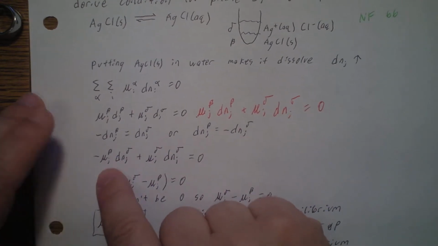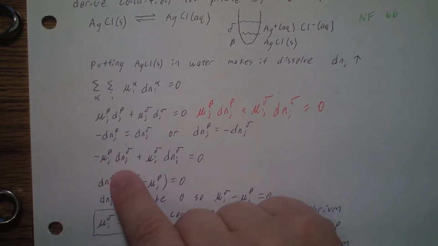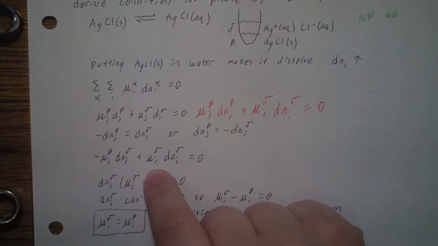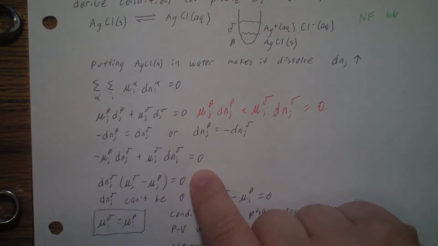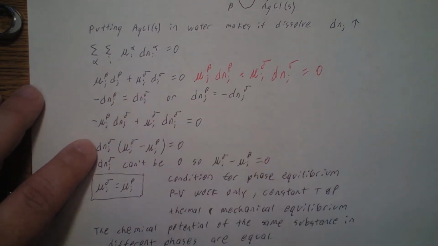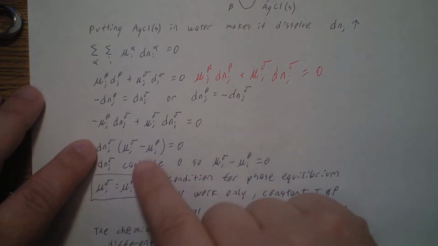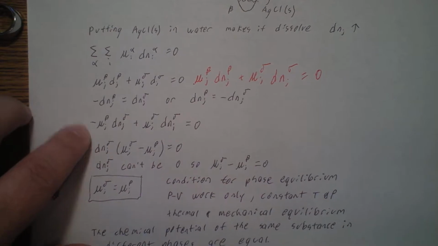That's basic physics there. So here we have minus mu sub J in phase beta times the differential of number of moles of substance J in phase delta plus the chemical potential of substance J in phase delta times the differential of the number of moles of substance J in phase delta is equal to 0. So see what we did there? We said those two were the same, so we substituted in. We brought the minus sign down.